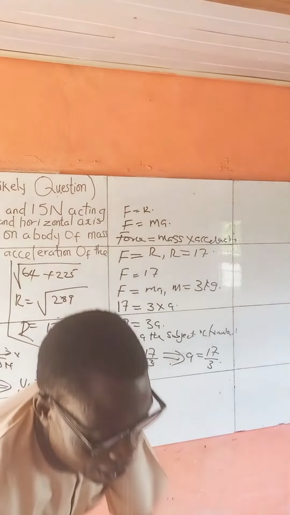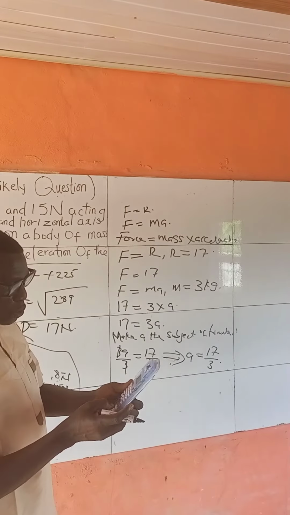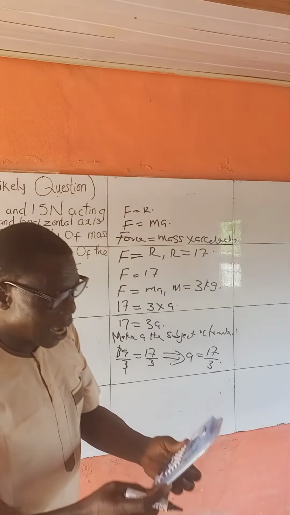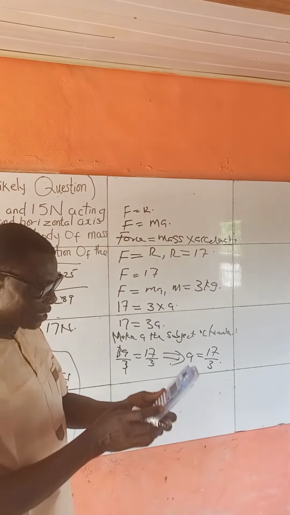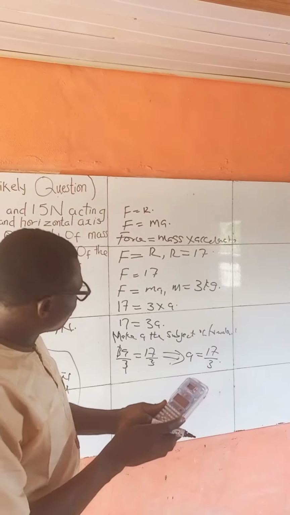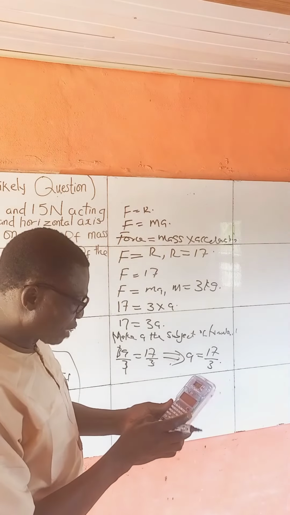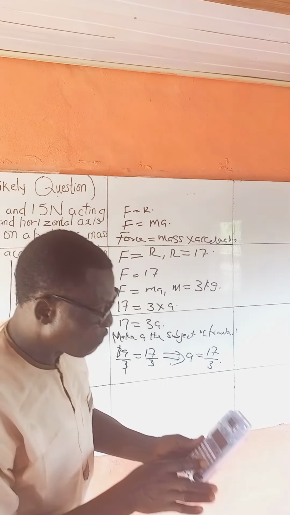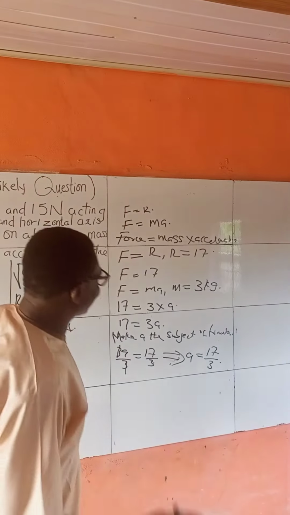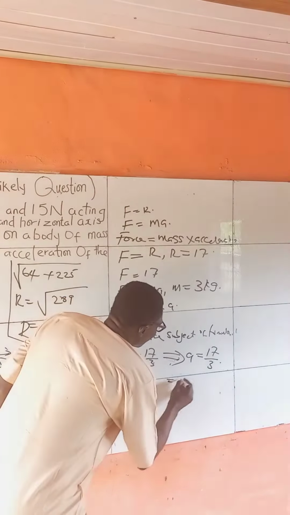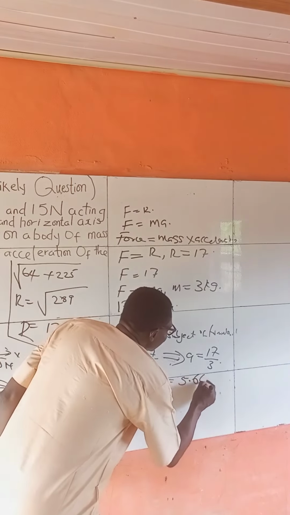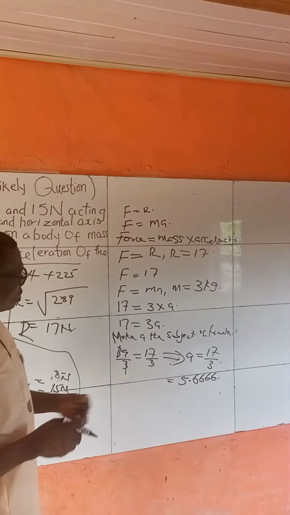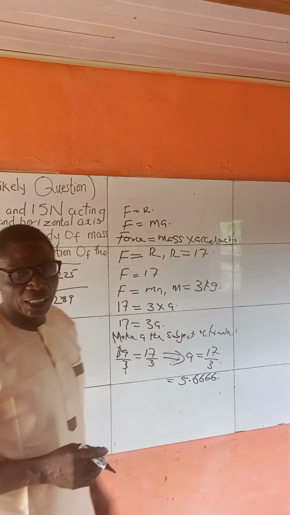And what is 17 over 3? That simply means you divide 17 by 3, and when you divide 17 by 3, it gives you 5.66666. Yes, this one we need to do something. This one is a continuous decimal.